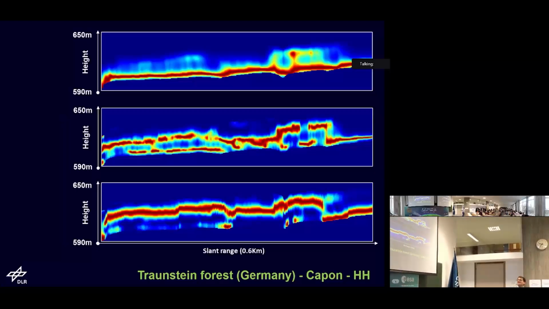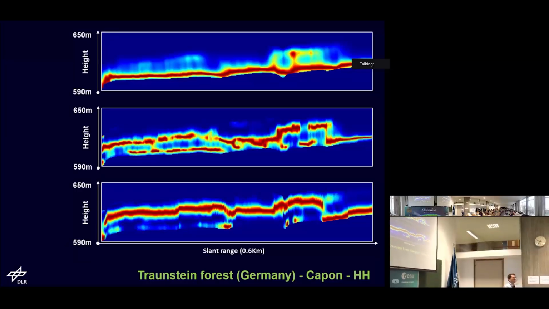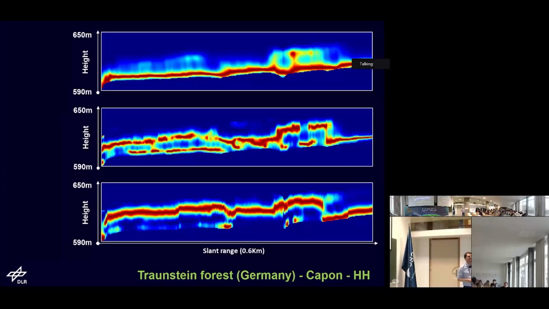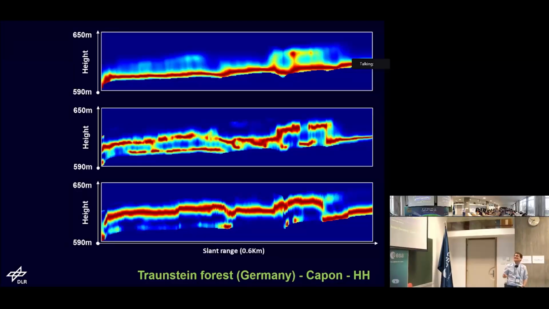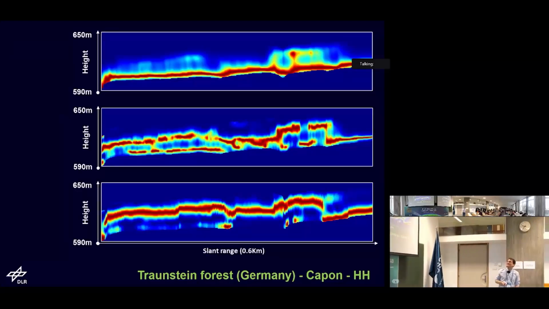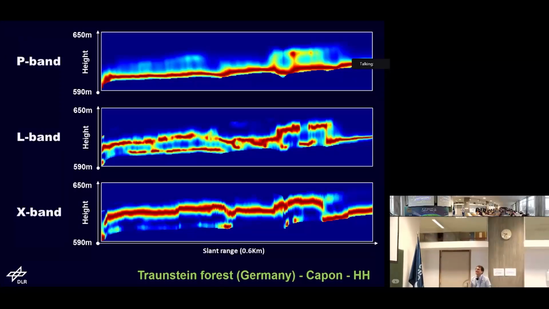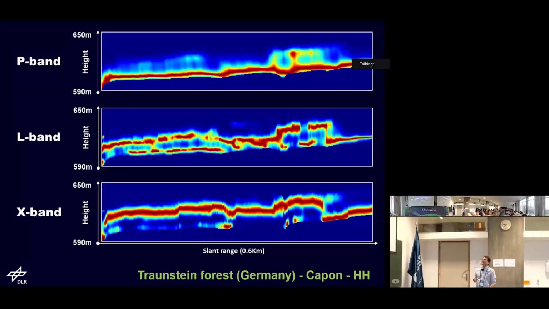Now, which is P band, which is X band, which is L band? X band is the yellow one. X is this. Why? Because its reflectivity is directly at the canopy. I agree. Now, which is P and which is L? Top one is P, and the one in the middle is L. So I agree. Indeed, the one in the top is P band, the one in the middle is L band.